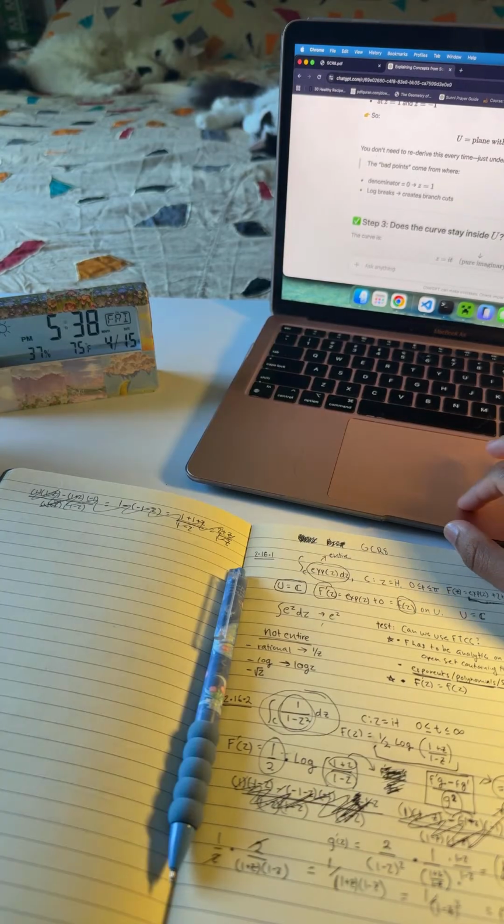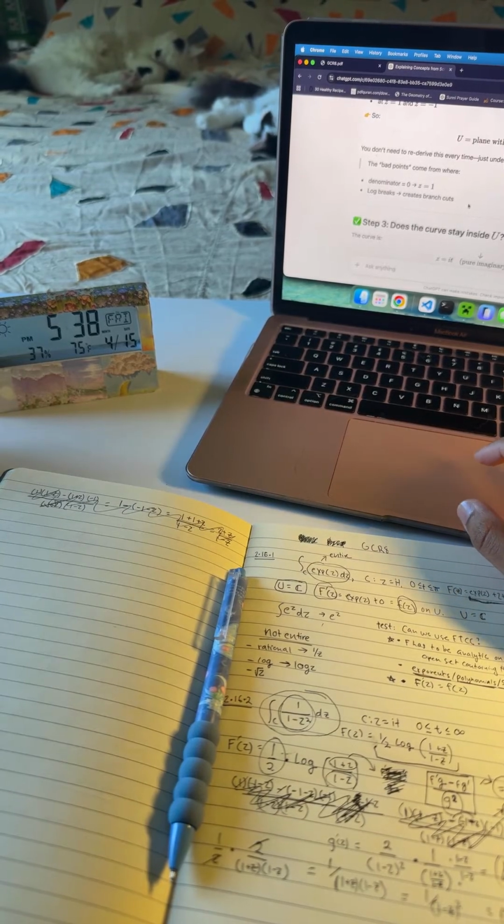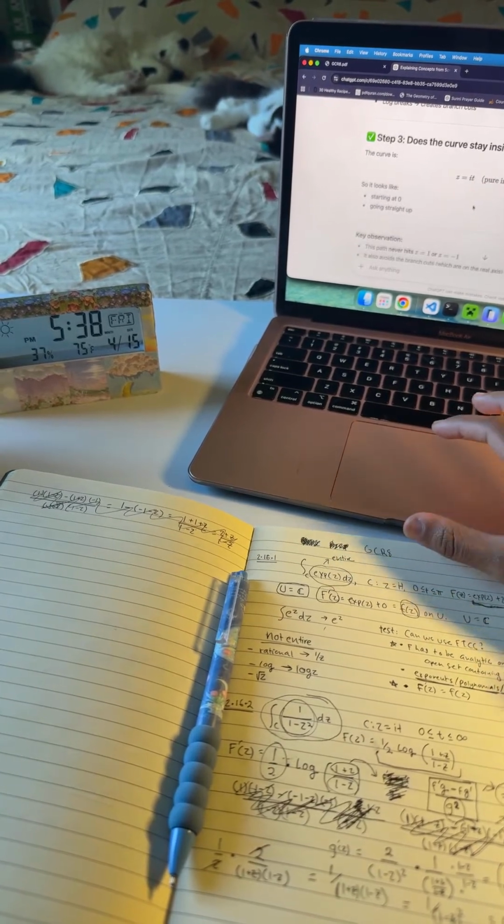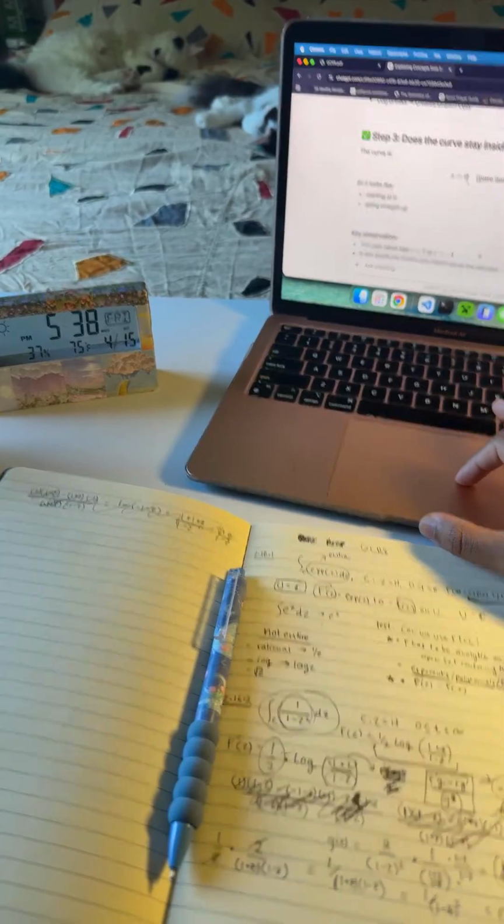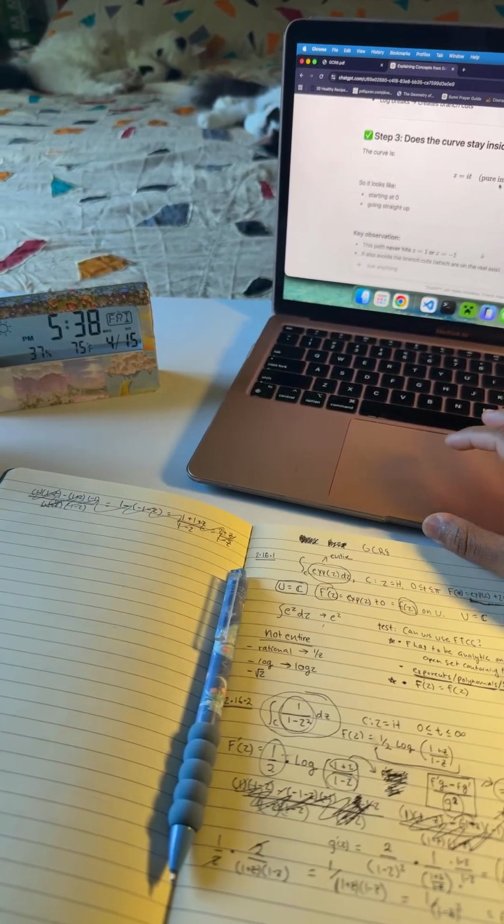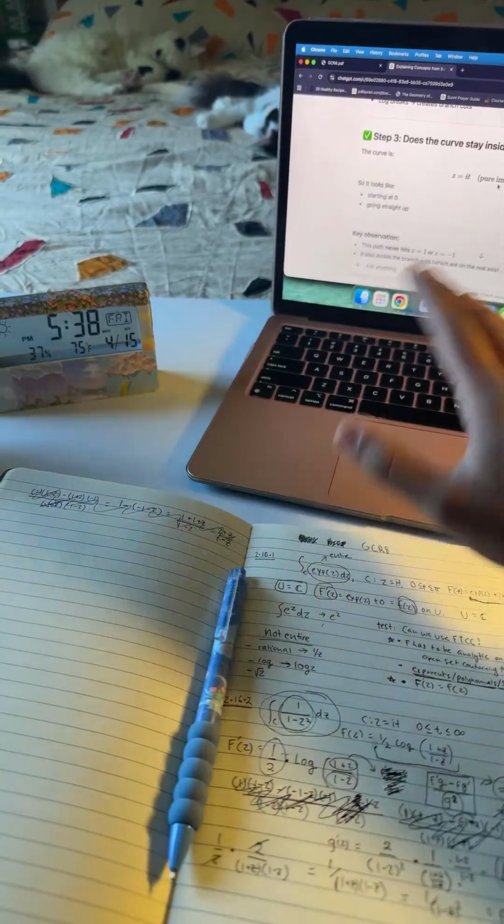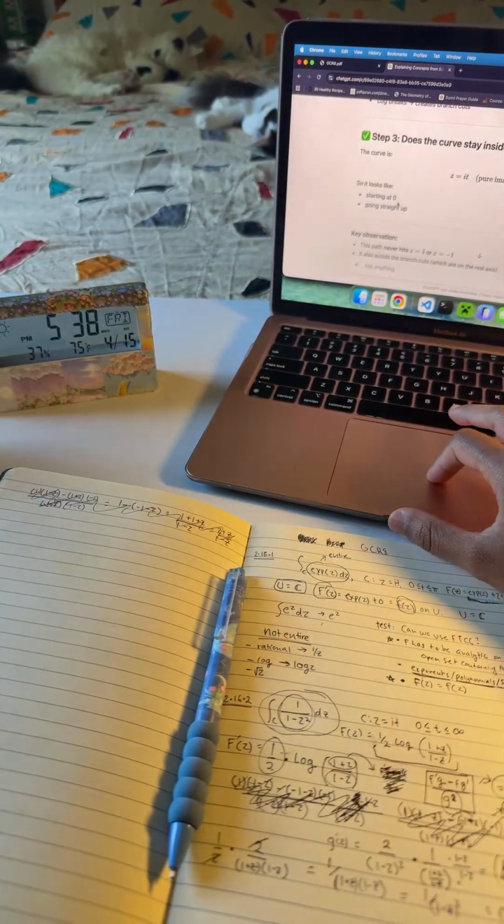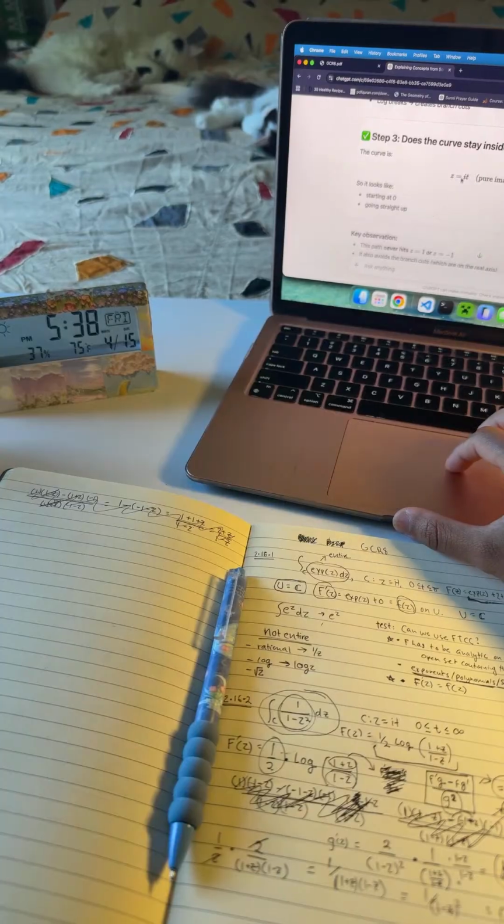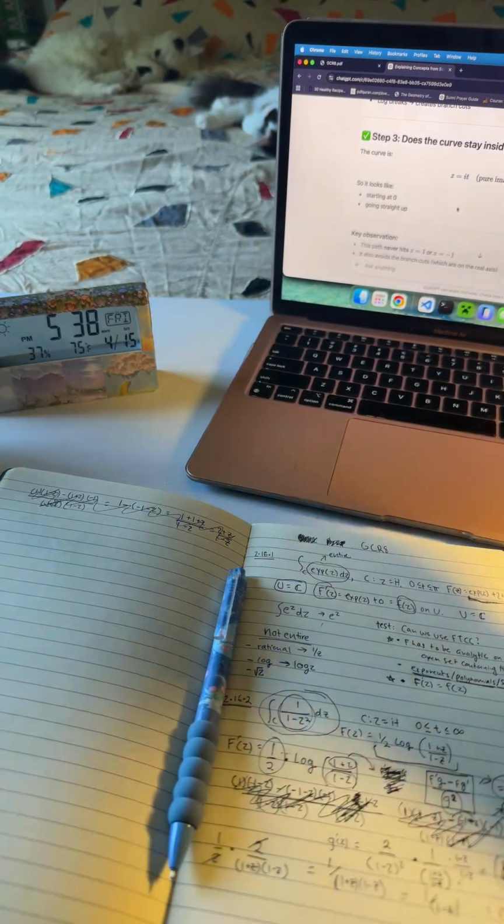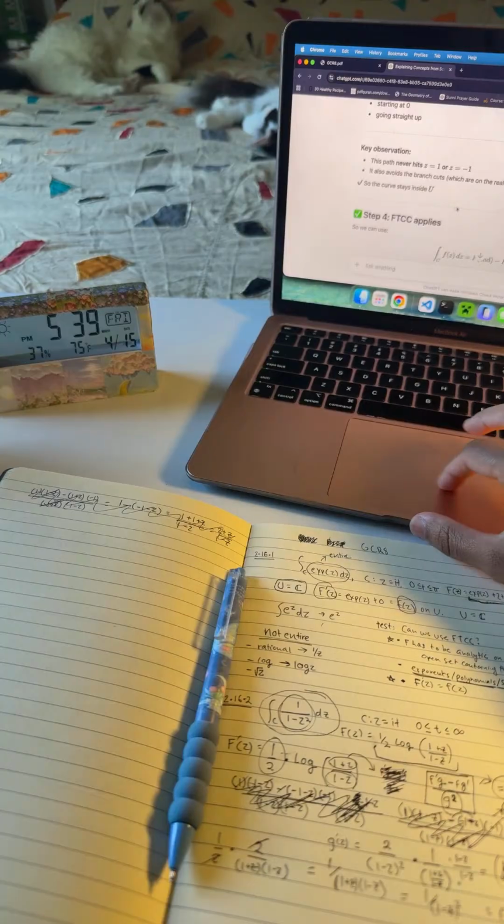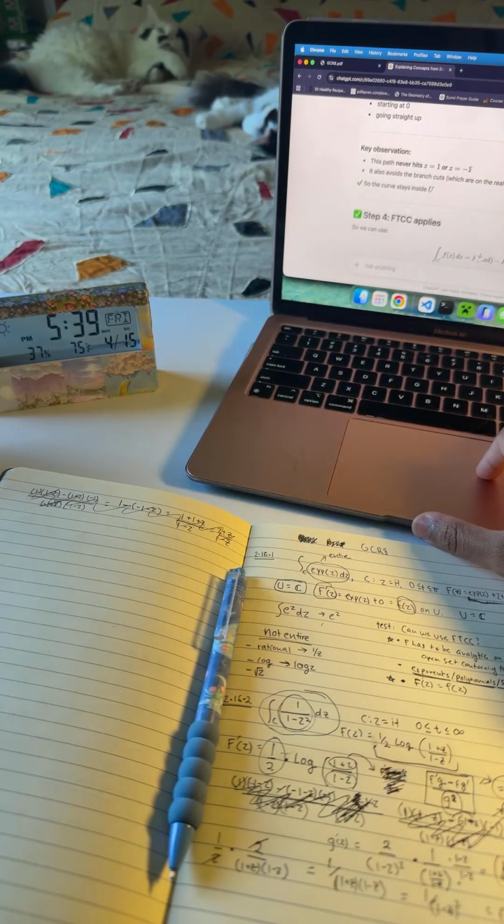So these are the bad points, right? The denominator is equal to 0 when z equals 1, so the log breaks, creating the branch cuts. Does the curve stay inside U? The curve is the pure imaginary axis. So anything multiplied by i is the y-axis. It looks like starting at 0, going up straight. It's not negative, right? So this path never hits z equals 1 or z equals negative 1. So the curve stays inside U.